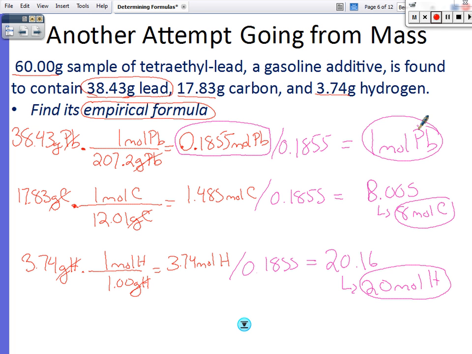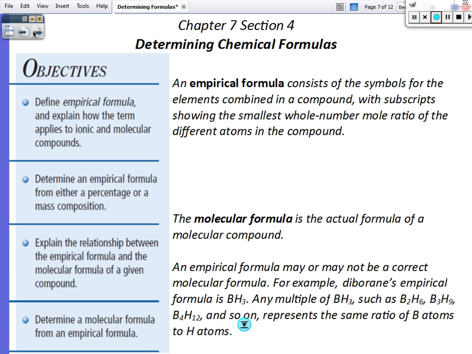So I know my empirical formula when I'm looking at atom ratios is 1 lead for every 8 carbon for every 20 hydrogen. And that, my friends, is your empirical formula, which shows the ratio of atoms in a compound. Alright, so that is empirical formulas.